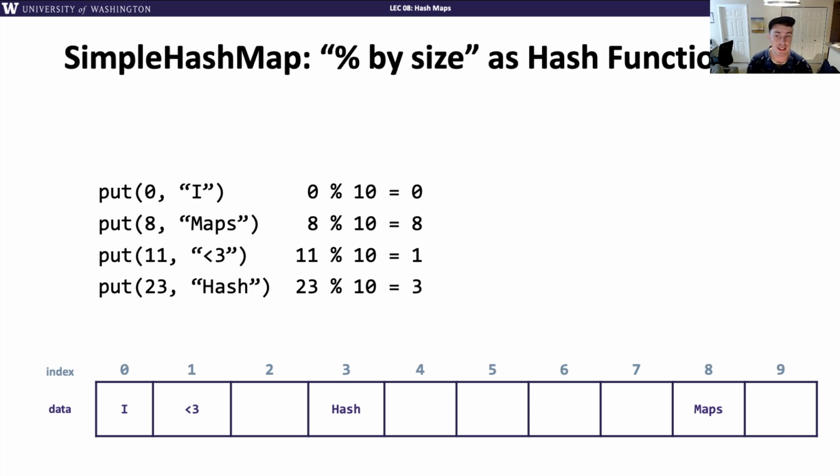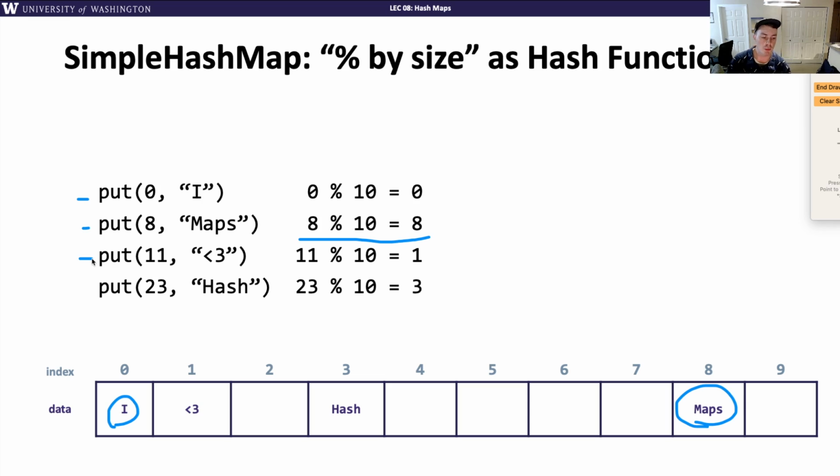So if you put the key 0 with the value I, we start by modding that key 0 by 10 to get 0, and we're going to store it in index 0. Then when we try putting 8 with maps, well, 8 mod 10 is going to be 8, so we're going to put the value maps in index 8. Straightforward so far. It gets a little bit more interesting once we get to larger numbers.